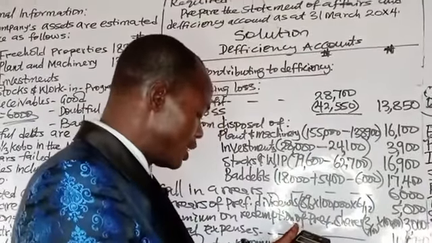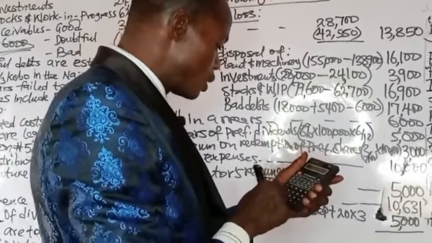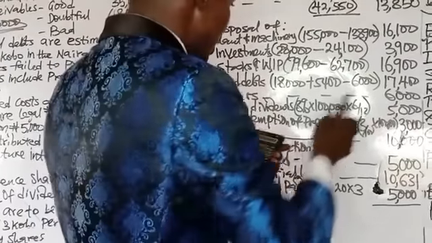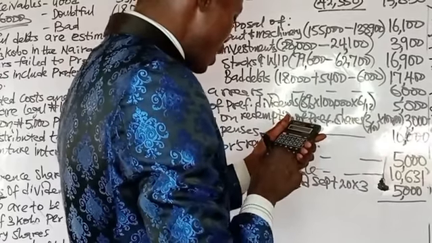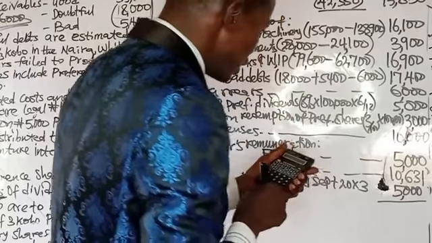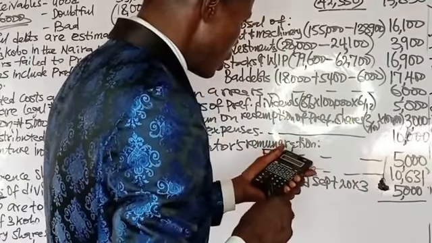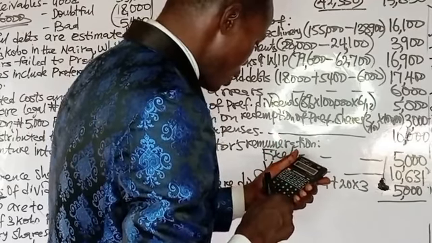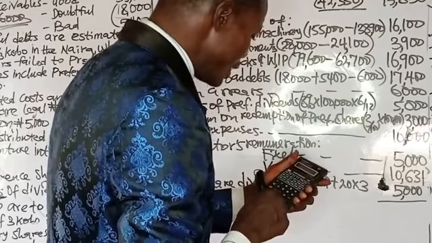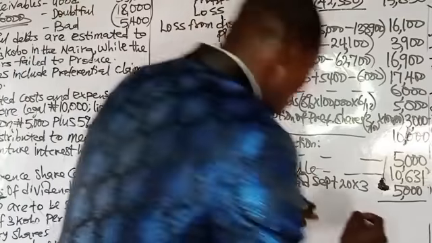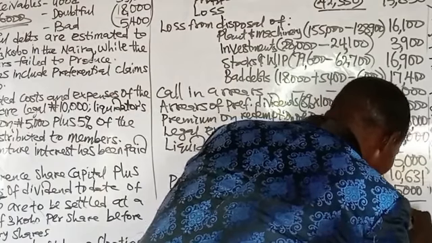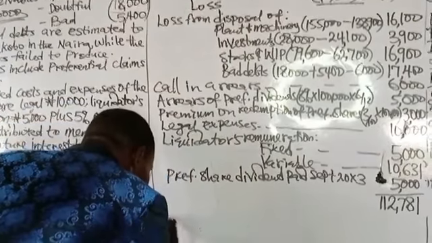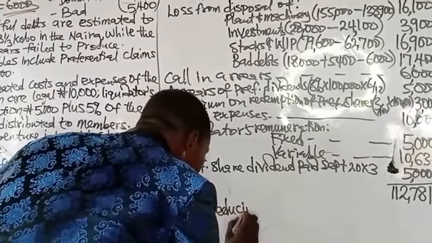Now, how much is the total of the items contributing to deficiency? Now we have 13,850 plus 16,100 plus 3,900 plus 16,900 plus 17,400 plus 6,000 plus 5,000 plus 3,000 plus 10,000 plus 5,000 plus 10,631 plus 5,000. The items contributing to deficiency are totaled 112,781. After items contributing to deficiency, we have items reducing deficiency.